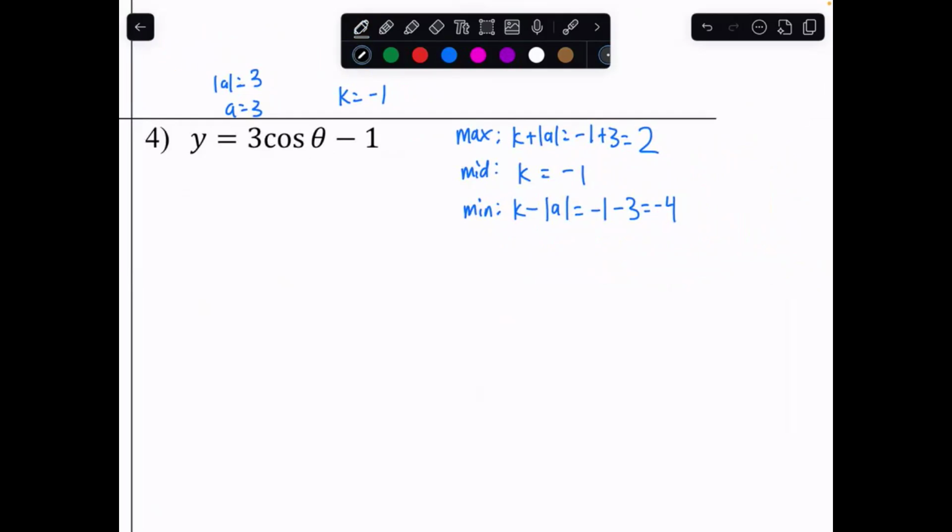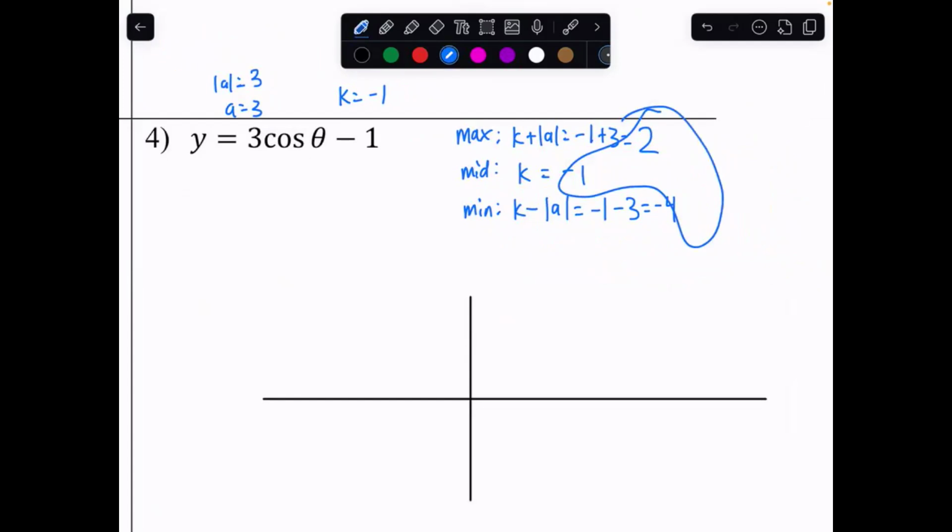Okay, so let's go ahead and draw a coordinate plane. Just 2 axes crossing. Okay, and we only want to label these 3 y values. So we got positive 2, negative 1, and then negative 4. I would not label the ones in between. It's just going to make it more cluttered. Only label the key y values.